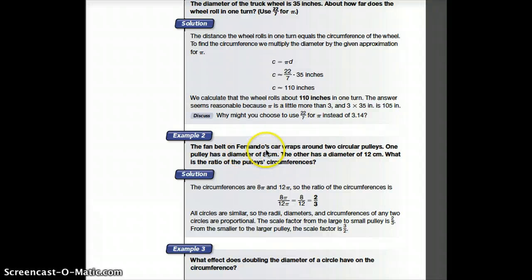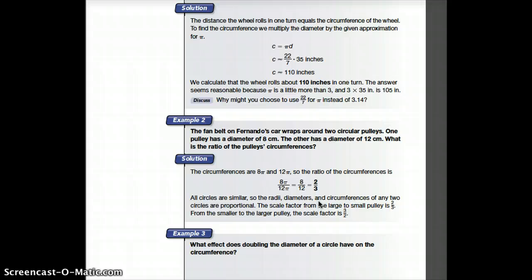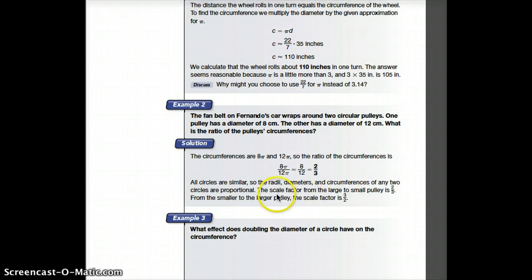Okay, look at example 2. The fan belt on Fernando's car wraps around 2 circular pulleys. One pulley has a diameter of 8 centimeters. The other has a diameter of 12 centimeters. What is the ratio of the pulleys' circumferences? The circumferences are 8 times pi and 12 times pi, so the ratio is 8 pi over 12 pi. The pi's cancel. 8 over 12, and then you divide by 4 on each, so that would be 2 over 3. So that is the ratio of the circumferences.